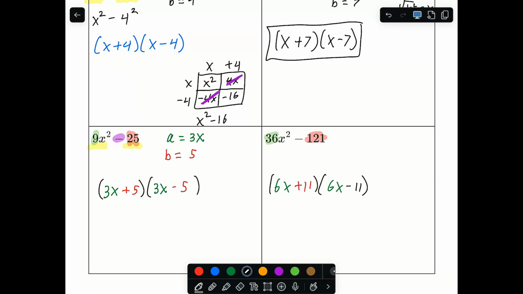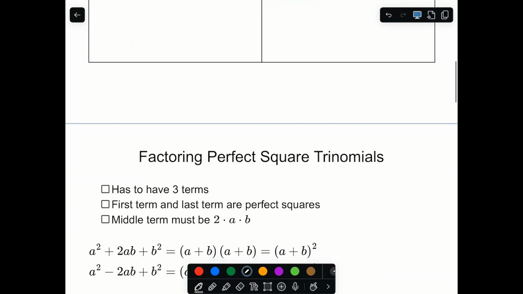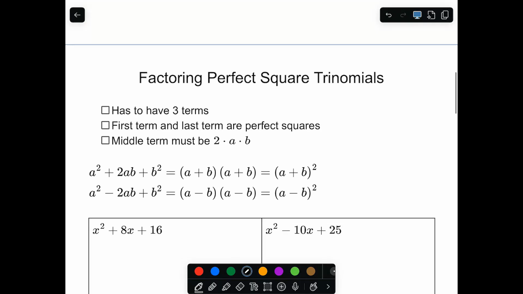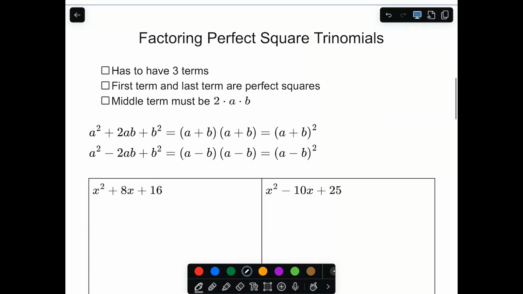And that's all there is for difference of squares. Pretty straightforward. Our next one is perfect square trinomials. These are a little bit more difficult. I put a little checklist.